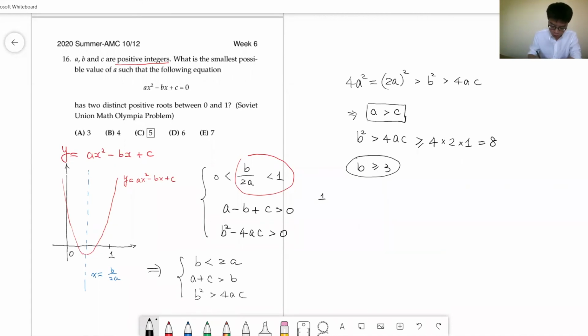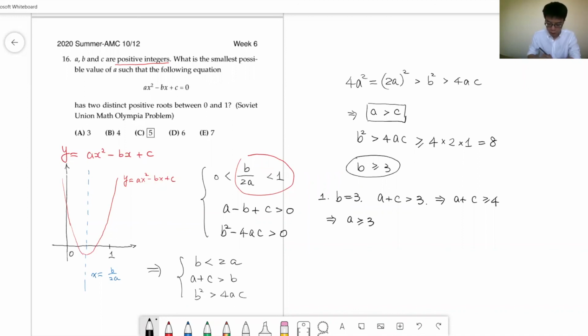Now let's discuss the case where b equals 3. If b equals 3, we have a plus c larger than b, so a plus c is larger than 3. We see that a plus c is larger or equal to 4, right? And then a is larger than c. So a has to be larger than 2. If a is 2, c has to be 2, but a is larger than c, so a is larger or equal to 3.